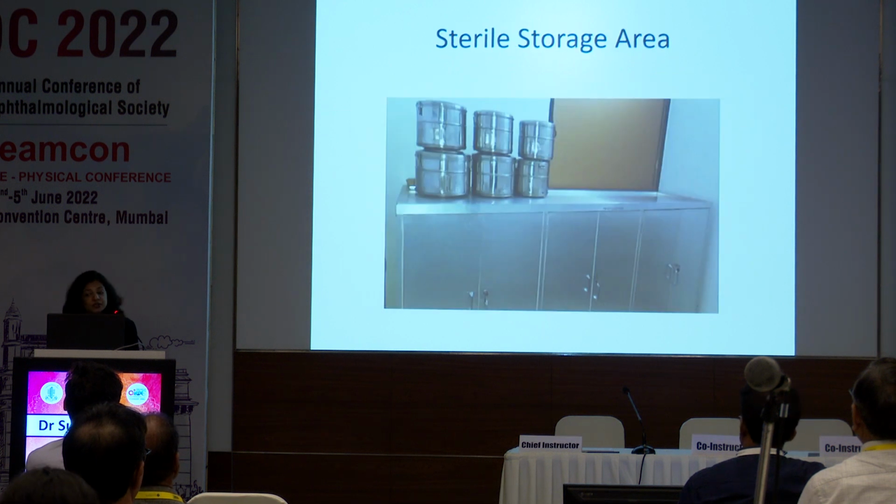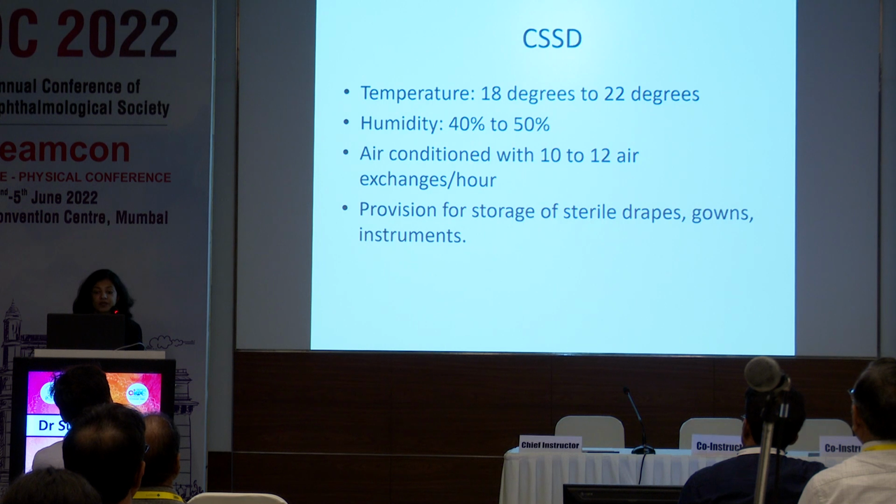Now, sterile storage area lies adjacent to the zone of sterilization, and this is used to store the sterile packs and articles. A temperature of 18 to 22 degrees with a humidity of 40% to 50% should be maintained in CSST, and there must be at least 10 to 12 air exchanges in an hour.